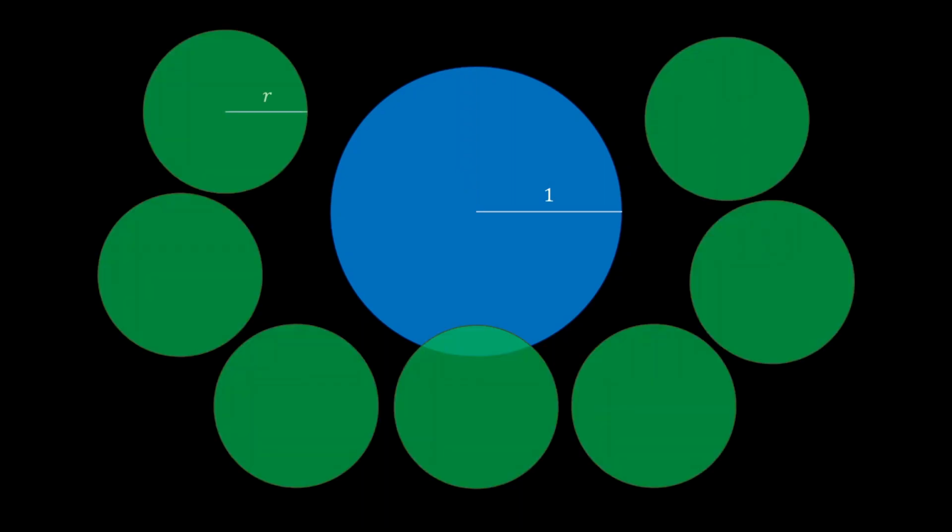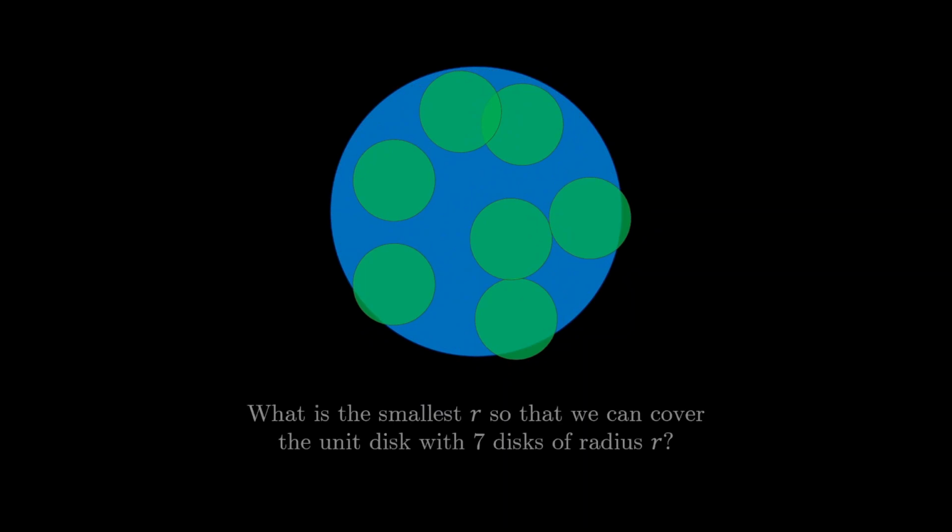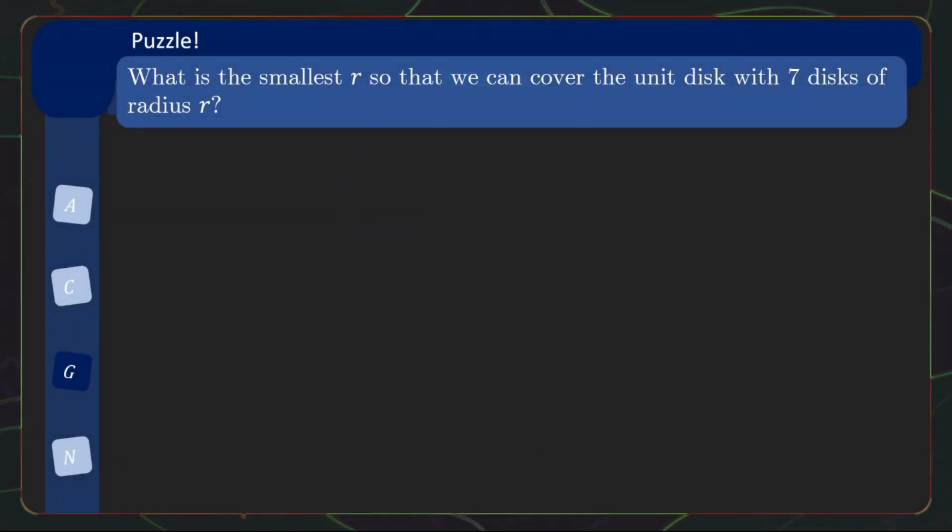Suppose you have a disk of radius 1, and you have 7 smaller disks each of radius r. If the value of r is big enough, you can easily cover the unit disk using the 7 smaller disks. If the value of r is too small, it will be impossible to do so. What is the smallest value of r so that we can cover the unit disk with 7 disks of radius r? This is a nice little problem that you can use to challenge your friends.